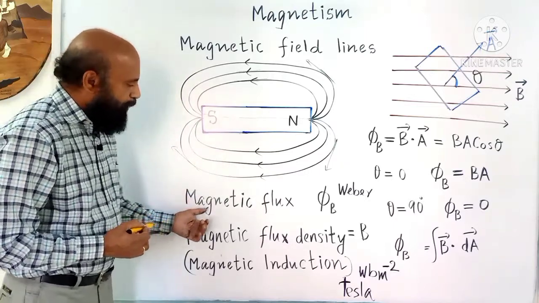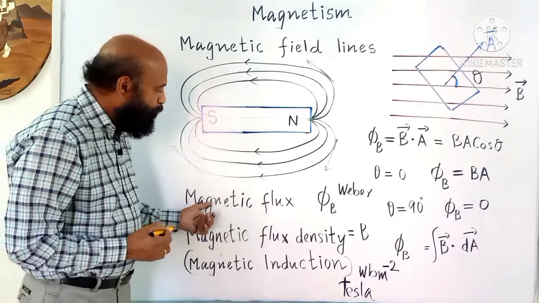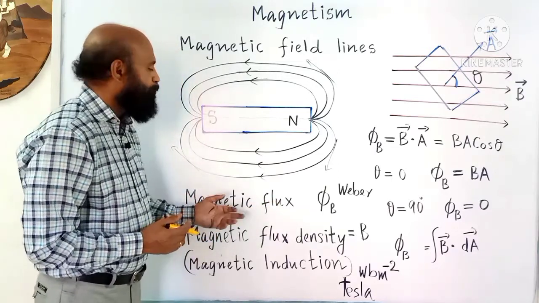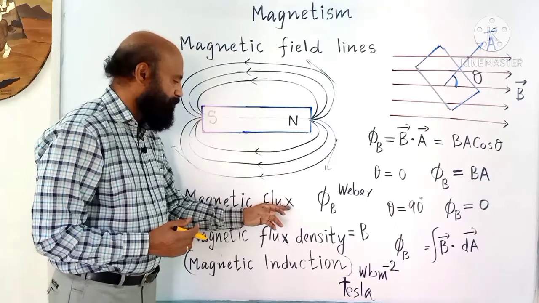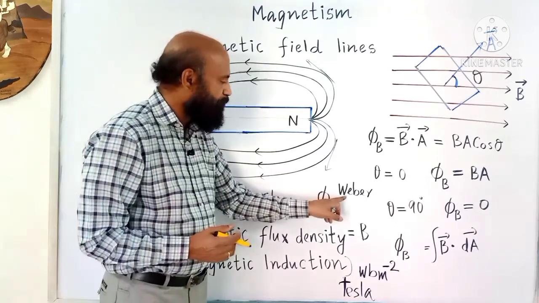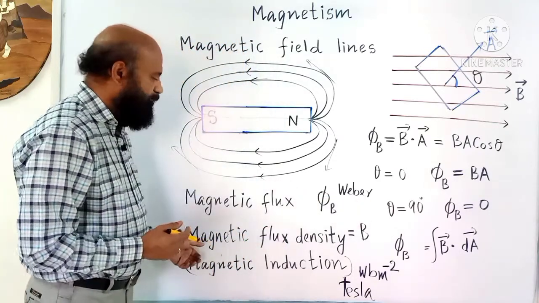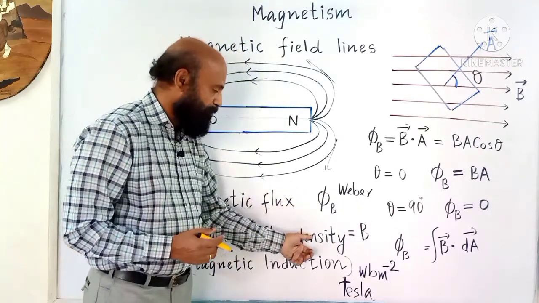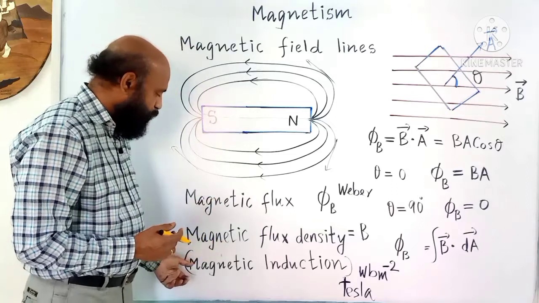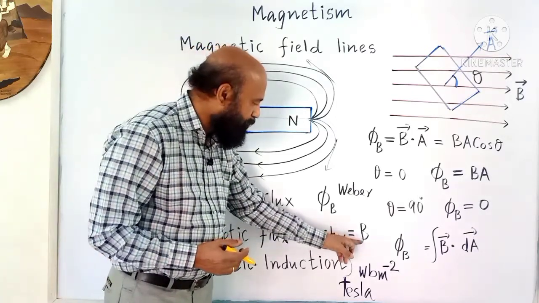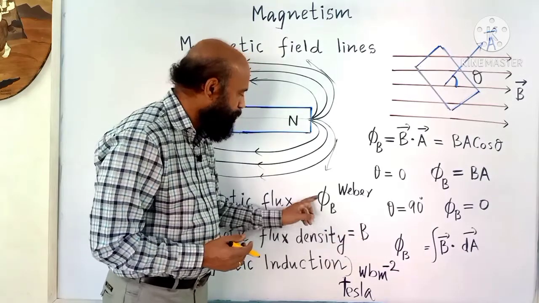Then let us see what magnetic flux is. Magnetic flux is the total number of lines passing through a given area. The magnetic flux unit is Weber. Next, magnetic flux density, also known as magnetic induction. It is denoted by the letter B. This is phi B, this is B.